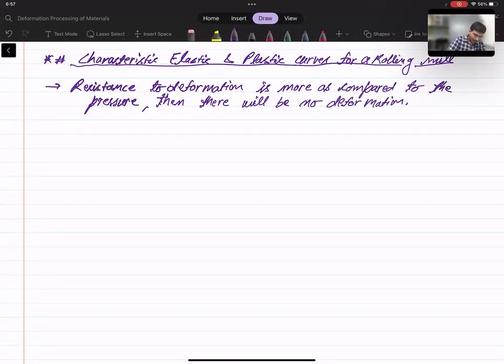Suppose this is my workpiece, and if I try to deform it by application of some external load, then there will be some resistance offered by the material to the deformation. Resistance to deformation.